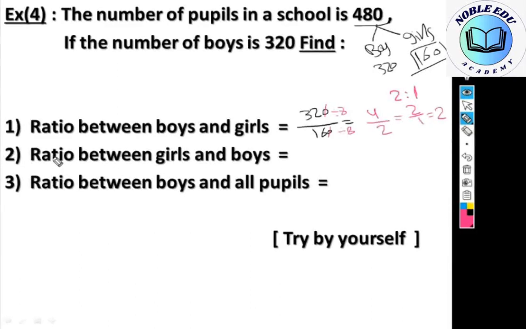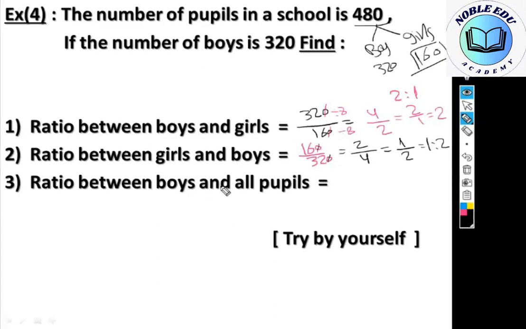Now the ratio between the number of girls and the number of boys. Which number of girls? 160. Write 160 up. And what about the number of boys? 320. Now simplify. Cancel 0 up, cancel 0 down. Divide by 8. 16 divided by 8 equals 2, 32 divided by 8 equals 4. Now 2 and 4 are in the 2 table, so divide both numbers by 2. 2 divided by 2 is 1, 4 divided by 2 equals 2. Now the ratio will be 1 to 2.